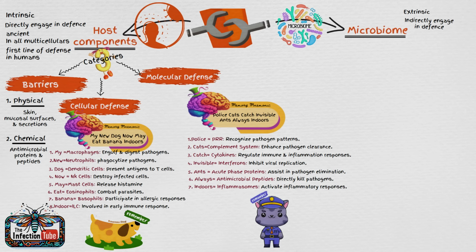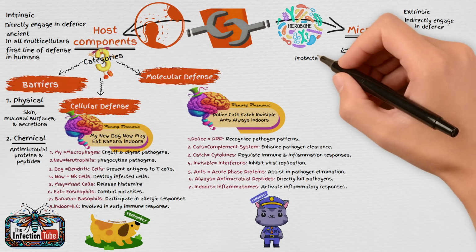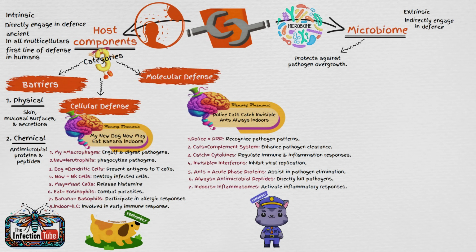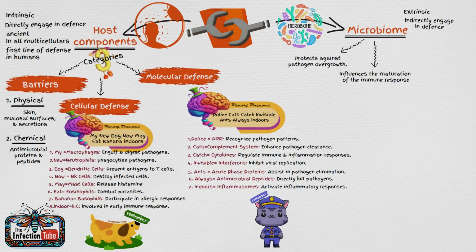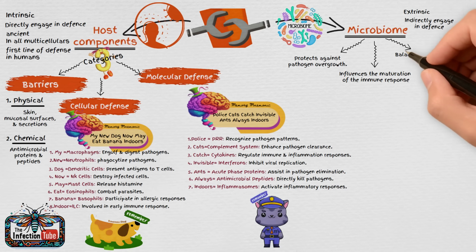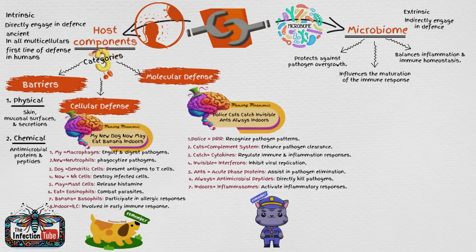Our bodies host a vast ecosystem of microbes that play a crucial role in our immune system. This microbiome: A. Protects against pathogen overgrowth. B. Influences the maturation of the immune response. C. Balances inflammation and immune homeostasis.